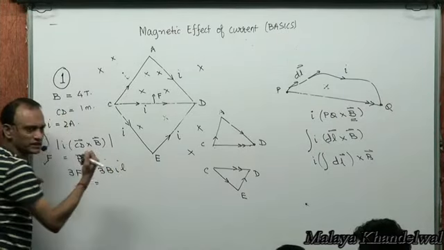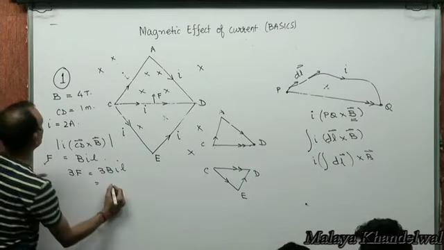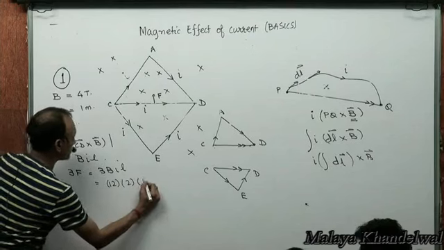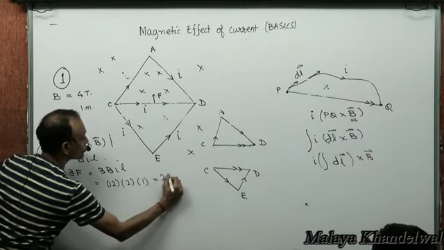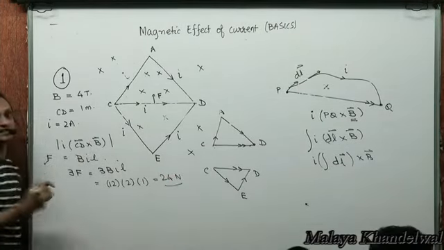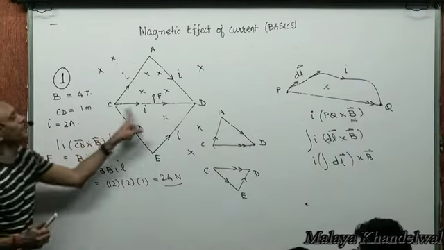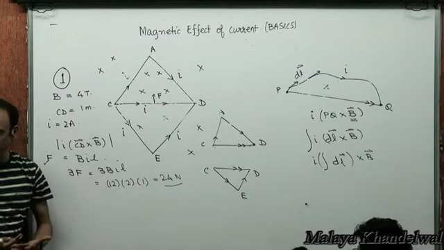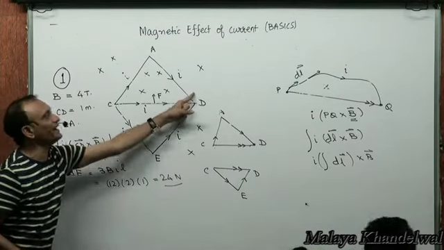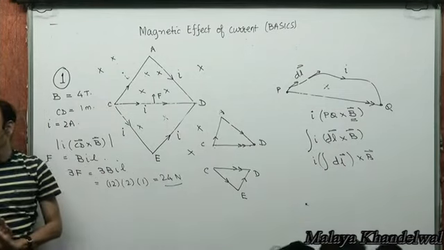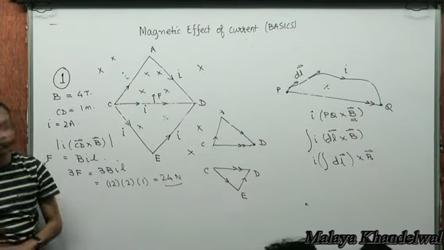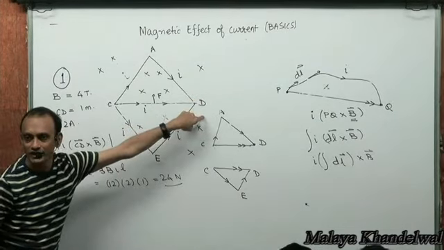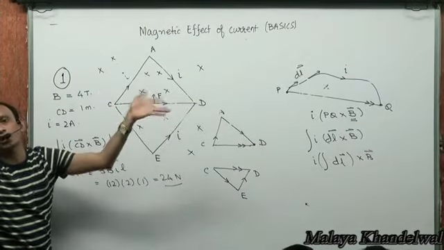Whatever this turns out to be, B is given to be 4, I is given to be 2, length is 1. So that makes it 24 newtons is the force acting on this entire frame. It's simply 3 times the force acting on CD. The force acting on CAD is the same as the force acting on CD, so that's 2 times the force acting on CD. And then the force acting on CED is the same as well. That makes it 3 times the force acting on CD.